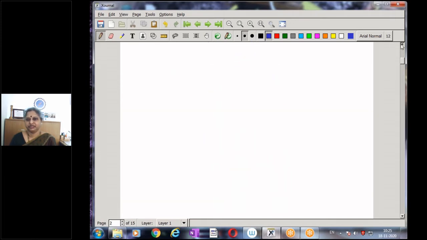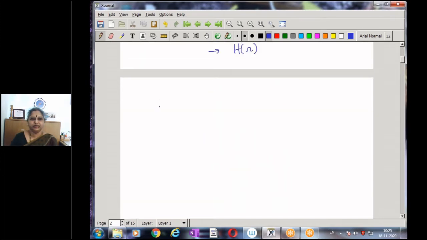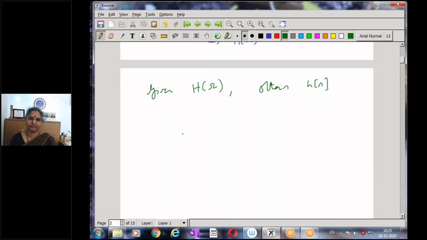But as of now, we take the major task as: given H of omega, how to obtain the impulse response h of n that is going to meet the required specification. So what we have is, we are given H of omega, and we need to obtain the impulse response h of n. So this is our problem statement. We are given the requirements of the required filter in the frequency domain, and our aim is to now compute the impulse response of the system, which is going to have a response as close to the required specifications.